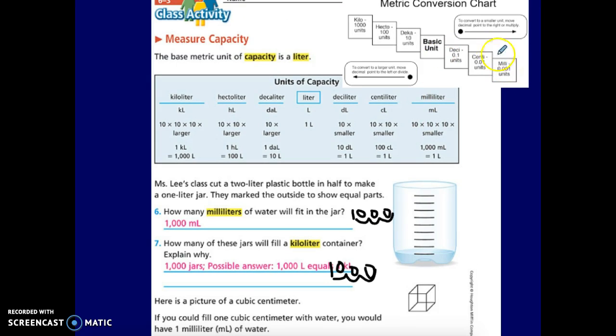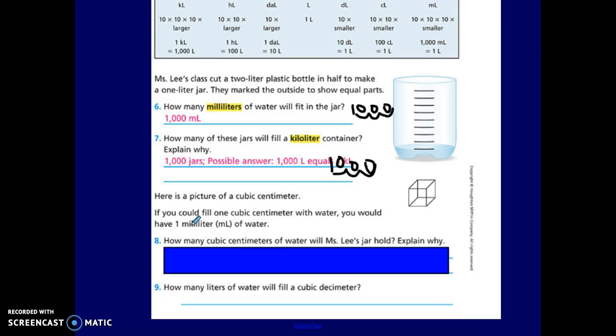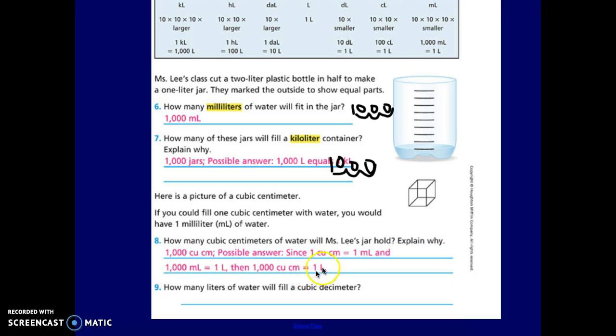And the first thing we want to do is convert it to liters, or know how many liters there are. So if we have 1 liter, we know that we have 1,000 milliliters. So we figured that out right here. And knowing that, we're able to say, okay, if I have 1,000 milliliters and it's the same as cubic centimeters, then we're going to have 1,000 cubic centimeters would equal that 1 liter amount.